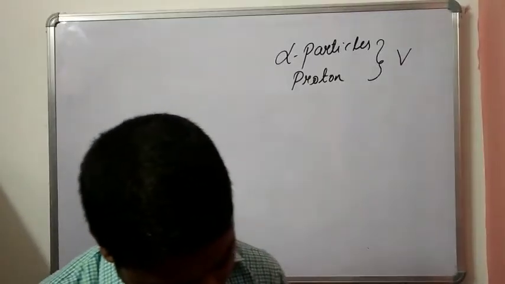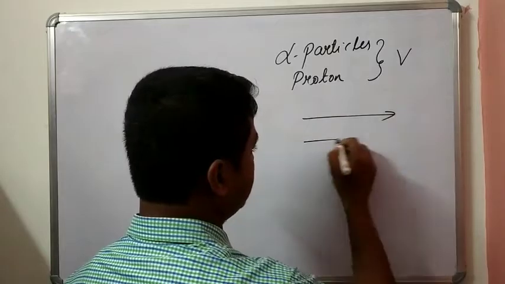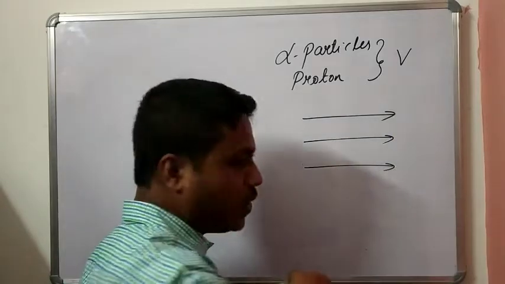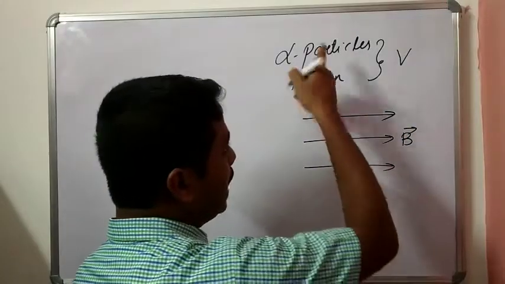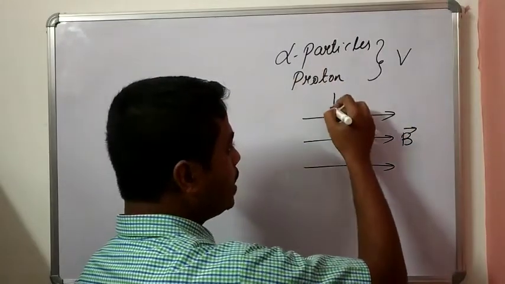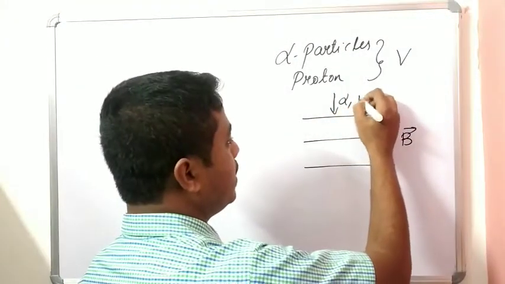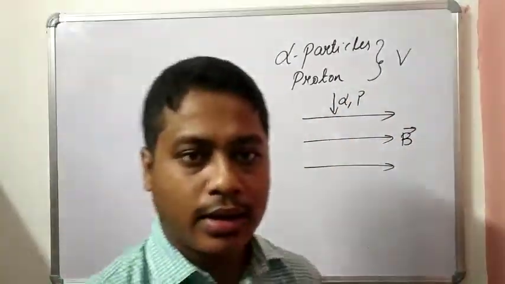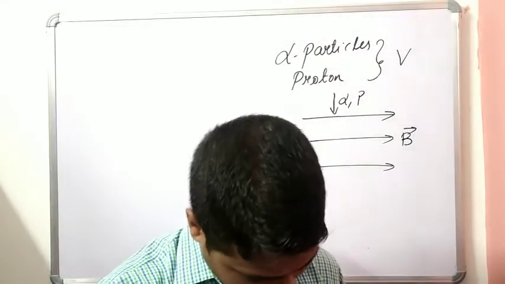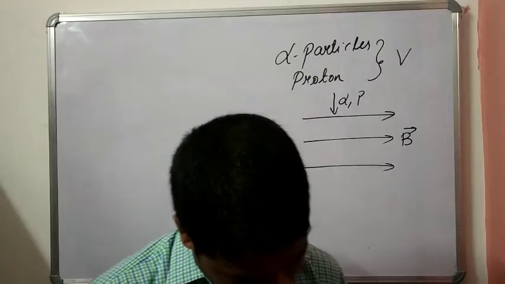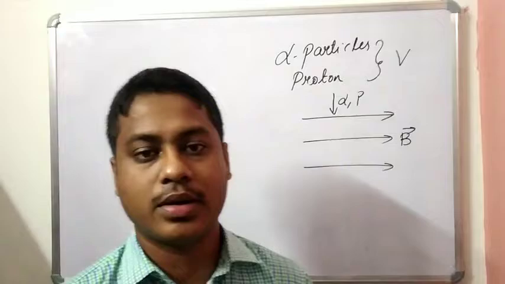They enter a uniform magnetic field at right angles to the field lines. Suppose we have a uniform magnetic field, equally spaced parallel lines. So this is your uniform magnetic field. This alpha particle and a proton both are entering at right angles to the magnetic field, that means at an angle of 90 degrees. Then it is given that the particles describe a circular path. What is the ratio of the radii of the two circles?